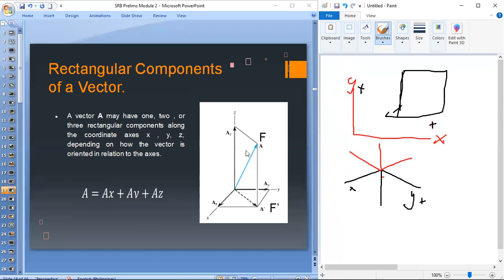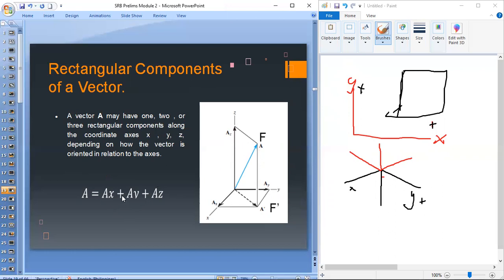Yung A mo, itong A sa gitna, which is your diagonal na force, kasi sa vector, sa magnitude, sa module 1, sa module 2 nyo, yung nakalagay dyan ay vector A. Prefer na F yun kapag naging force, kaya ako naglagay dito ng F. This is your magnitude, tapos dito naman is your F prime, kasi A prime nakalagay. So, sa A muna tayo, kasi mas maintindihan natin.